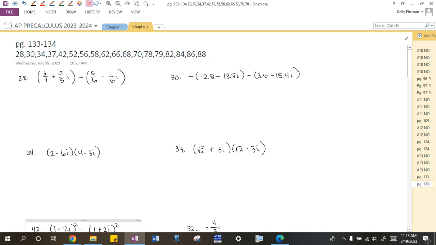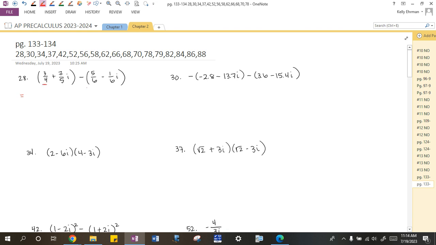All right, tonight's homework starts with just some simplifying. We're supposed to combine the complex numbers. So I chose the ones that took a little bit of work to add and subtract, just to make sure that we're staying on top of our fraction and decimal skills.